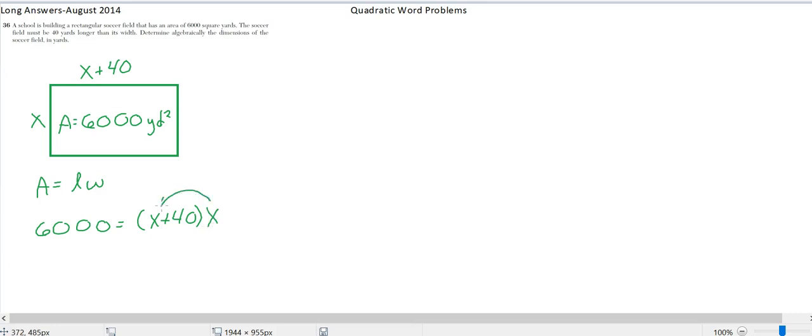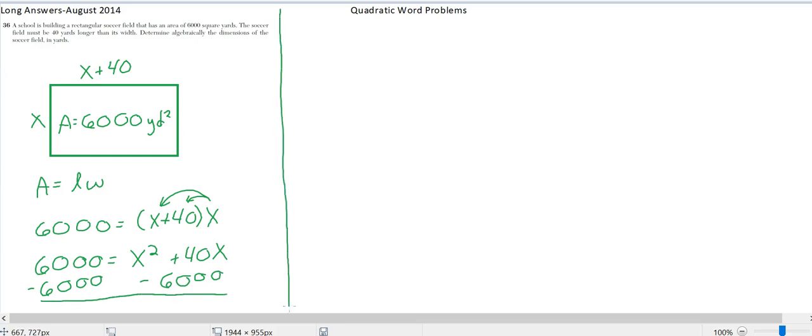So let's solve this. We're going to distribute the x. 6,000 is equal to x times x is x squared, 40 times x is 40x. Whenever we have a quadratic equation, we want to have everything on one side and 0 on the other side, so we're going to subtract 6,000 from both sides. This is equal to x squared plus 40x minus 6,000, and this whole thing is equal to 0. We can either solve this by factoring, by completing the square, or using the quadratic formula. Factoring would take a while because we would have to find factors of negative 6,000 to add up to positive 40. We could use completing the square, or we could use the quadratic formula.